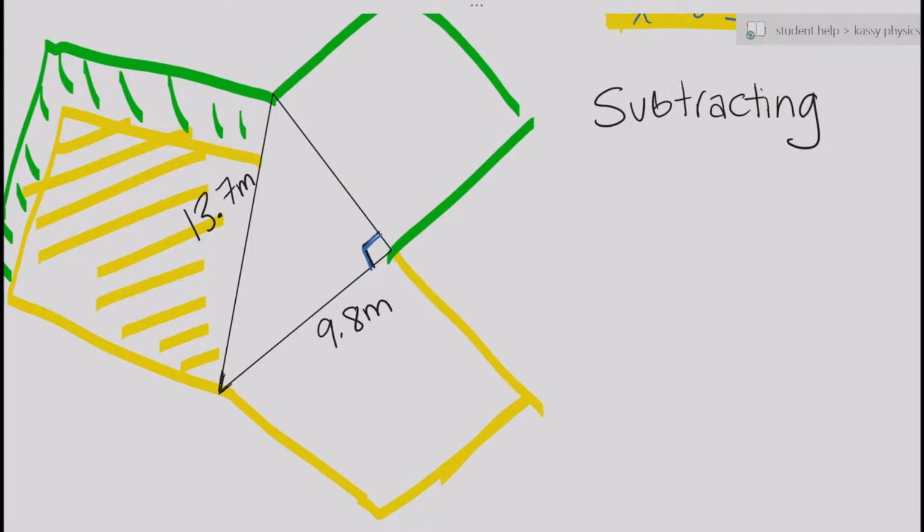In this case, what we're going to say is the big square, which is 13.7 squared, if we take away from it the yellow bit here, the 9.8 squared, all we're left with is the green bits. And I'm going to call the side we don't know x. So if we take the big square and we take away one of the smaller squares, all that would be left is the second small square.